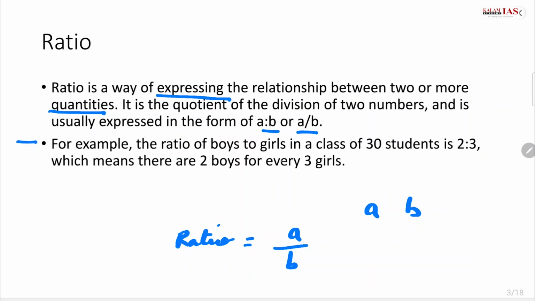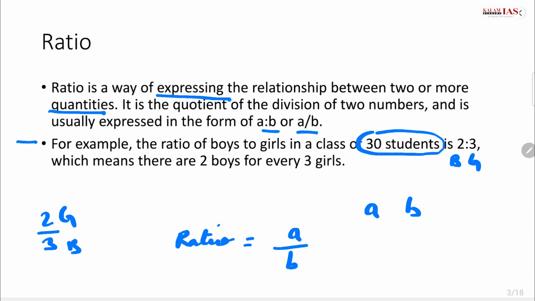The ratio of boys to girls in a class of 30 students. So there are 30 students in a class. Boys and girls are in the ratio 2 to 3, which means there are 2 boys for every 3 girls. So if we have to find the number of students, that is 2 by 3. Here 2 is boys and 3 is girls.